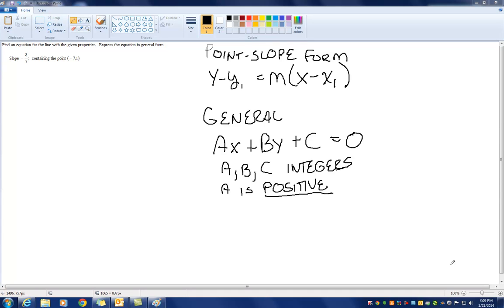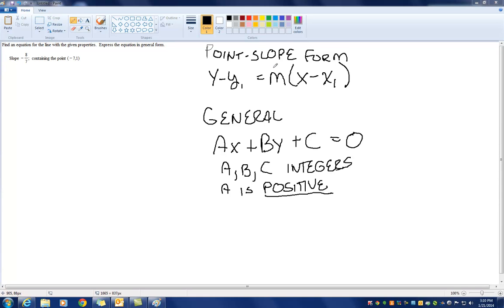In any problem where you're asked to find the equation of the line, they'll have a lot of different pieces of information, but the bottom line is all you need is a slope and a point. If you've got the slope and a point, you can find an equation using this thing called point-slope form. Once you've got point-slope form, you can change it to any form you want, including this form called general form. Let's see how it works here.